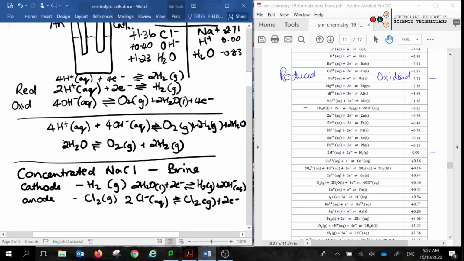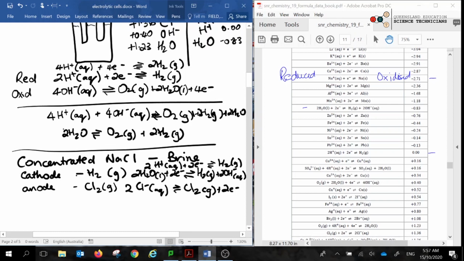So you can use this equation, or you can still use your 2H plus and your 2 electrons to make hydrogen gas. The products are still the same. Okay, so concentrated, the difference is that we produce chlorine and hydrogen, whereas for dilute, we'll produce our hydrogen still, but we'll produce oxygen gas instead of the chlorine gas.